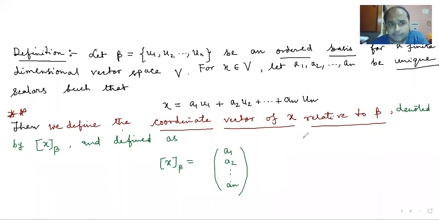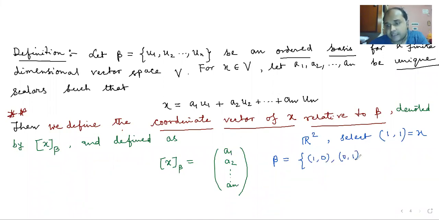Say for example, I am choosing R2, and from R2 I am selecting a vector, a simple vector, say (1, 1). You know that (1, 1) is a coordinate point on the two-dimensional plane. So it is my x. Now I am considering beta to be the basis {(1, 0), (0, 1)}. They have said that any ordered basis will work. I am choosing the standard ordered basis because the standard ordered basis is also an ordered basis, so I can select it for better understanding.